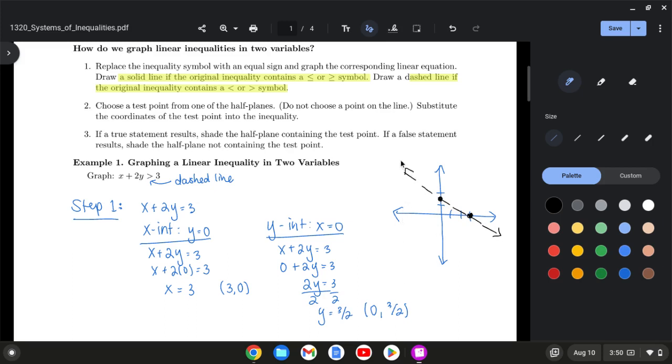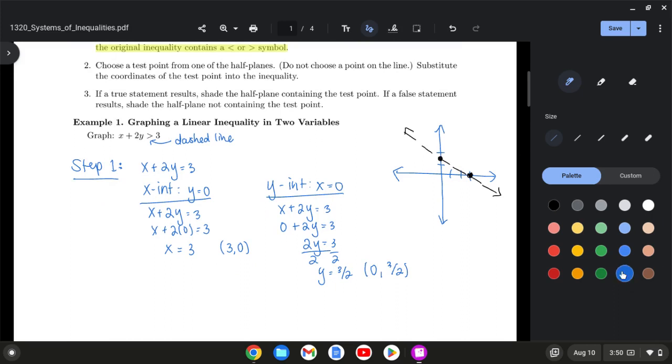All right, so now on to step 2, we need to choose a test point. And remember, it's got to be one that is not on the line. And so I'm going to pick one of the easier ones to test, which is actually going to be our origin, 0, 0. So step 2, our test point is going to be 0, 0.